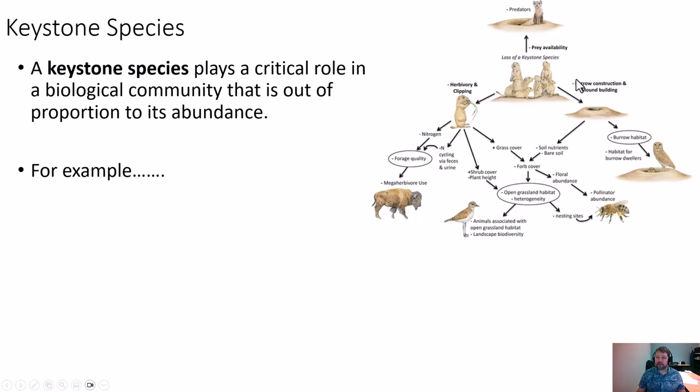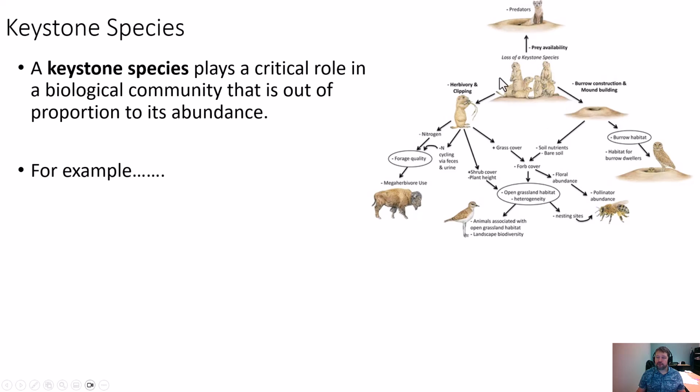Okay, so if you remove it, it has a negative effect on predators. So we have things like black-footed ferrets that are an endangered species that feed on these guys. You remove it, their population goes down. There's hawks and coyotes and other predators that feed heavily on prairie dogs, and their populations will go down.